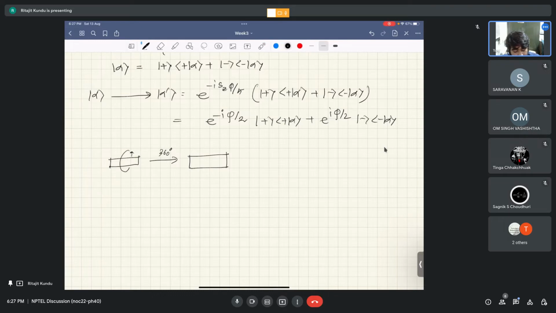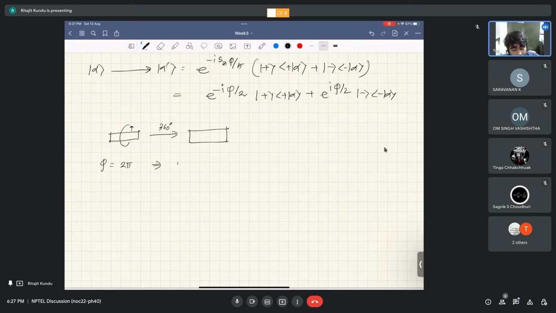So let's say that my phi is 2 pi, okay, which is again 360 degrees. So if phi is 2 pi, then the alpha prime will be e to the power minus i pi plus e to the power plus i pi. Okay, so I am just putting phi as 2 pi. So 2 from numerator and denominator cancels and I am only left with this. So you know that e to the power minus i pi is nothing but minus 1, right?